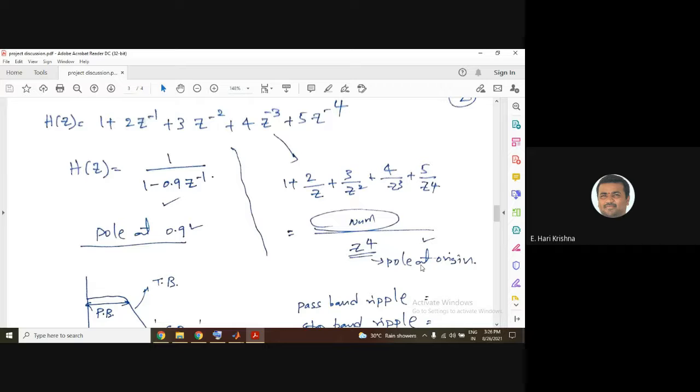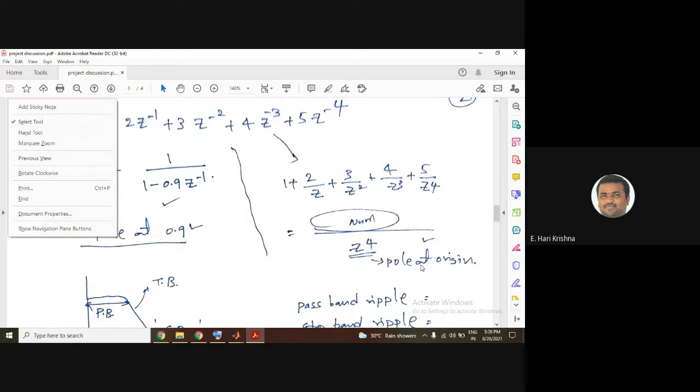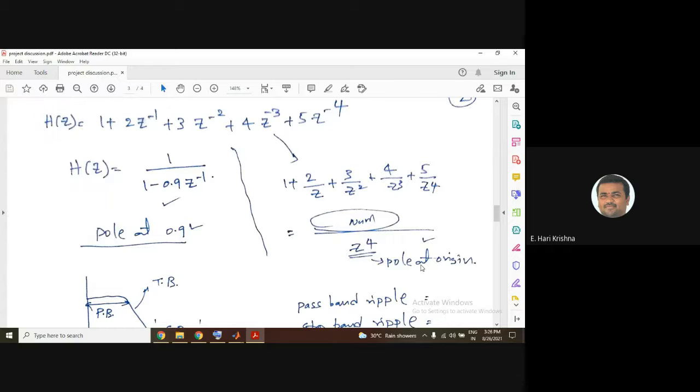Otherwise, the probability that an IIR filter may become unstable is, I'm revising the statement, just listen, around 0.8 or 0.9. 90% chances will be there. Whereas for FIR filters, that probability is zero. That's why the statement given there is FIR filters are always stable.